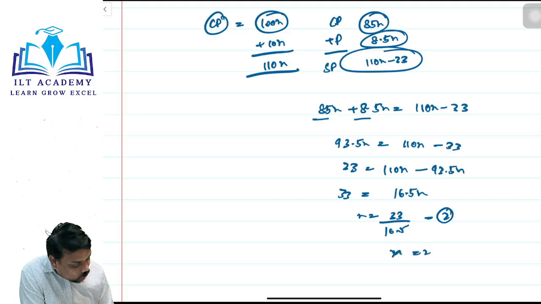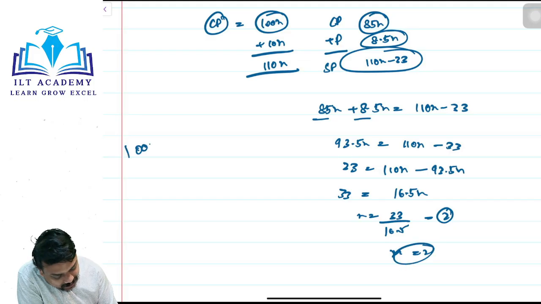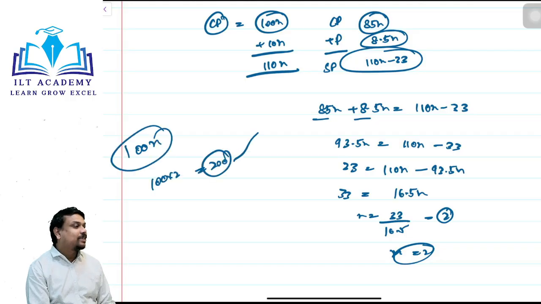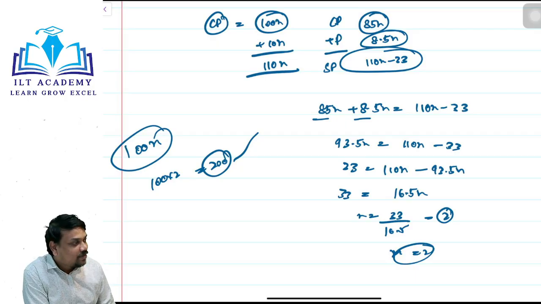X कितना आया? 2. Initially what was my cost price? 100x, which is 100 into 2, 200. That's it, done. Clear? Got it?